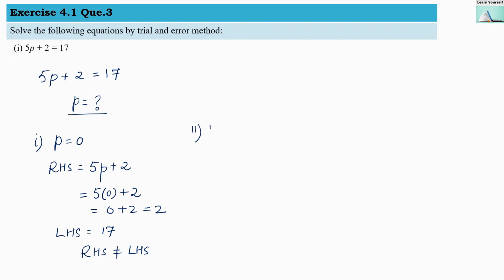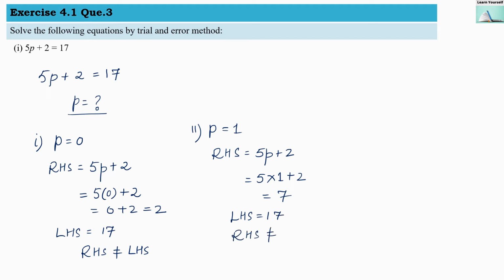Now let us take p equals 1. So RHS here is 5p plus 2, in which I am going to substitute p's value. So 5 into 1 plus 2. I am going to get 5 plus 2 equals 7. But our LHS is 17 here. So RHS is not equal to LHS. So this equation doesn't hold true for p equals 1.